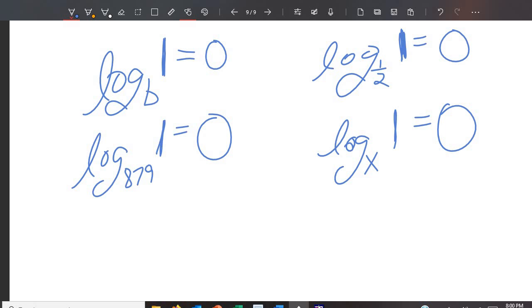If you want some extra credit points, tell me why it's equal to 0. Yeah, as long as there's a 1 in this position, the answer is 0. All right. Next property.